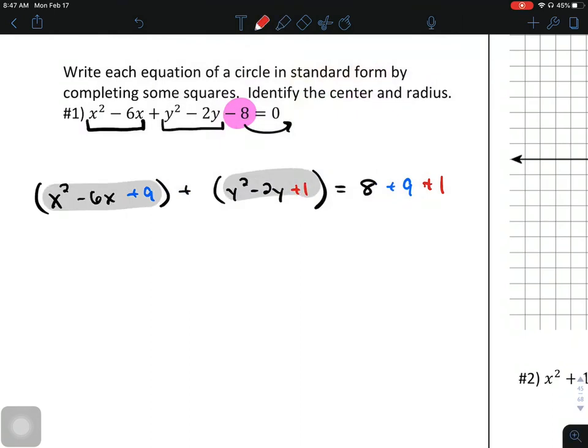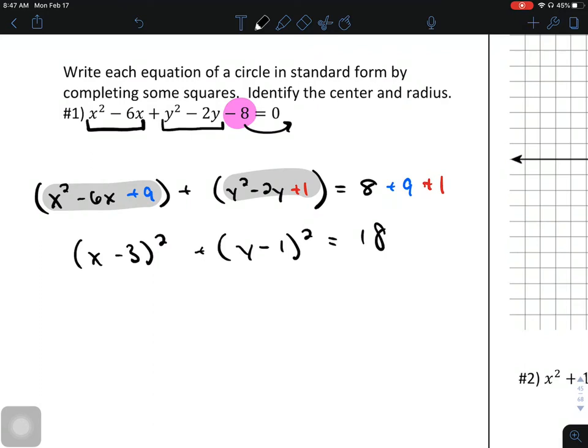A perfect square trinomial will always factor into a binomial. This first one factors into an x minus 3 quantity squared, and the second one factors into a y minus 1 quantity squared. The right side, if you add up those numbers, you get 18.